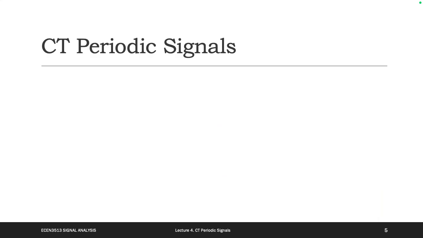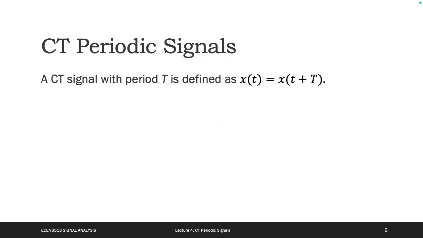CT signals. What is CT signals? Easy, am I right? Continuous time signals. CT periodic signal means these signals are periodic. Usually we define the signal as CT periodic like this. This is the signal, and if it is periodic, then t plus the period T, the signal at t plus the period is the same thing. That makes sense to you?